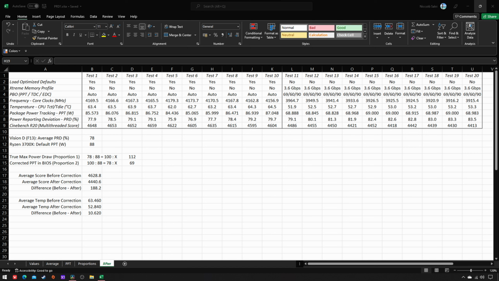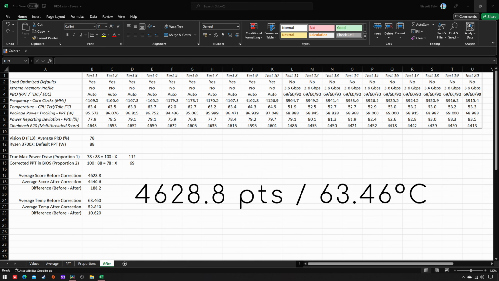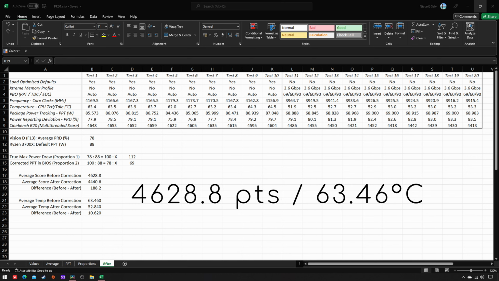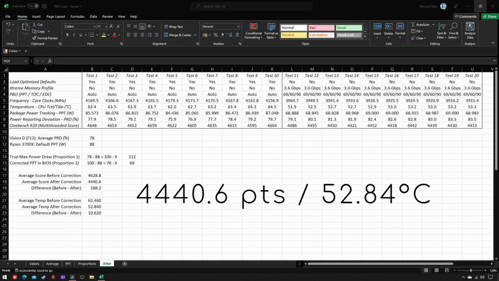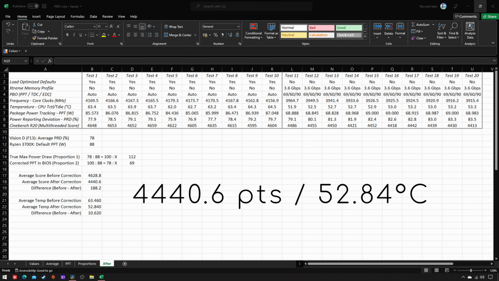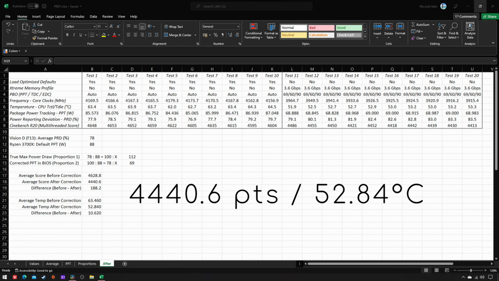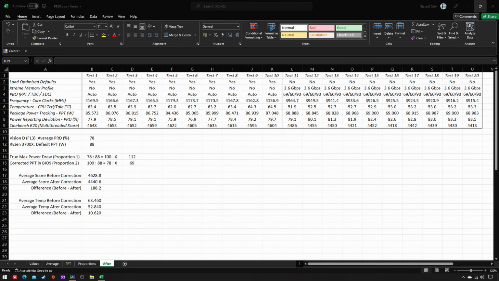Now I know the real impact of my choice. If I let the motherboard lie, I'll gain a substantial amount of performance at the cost of 10 degrees Celsius more. If I don't let it lie, I'll lose a substantial amount of performance for the benefit of 10 degrees Celsius less. The decision is mine.